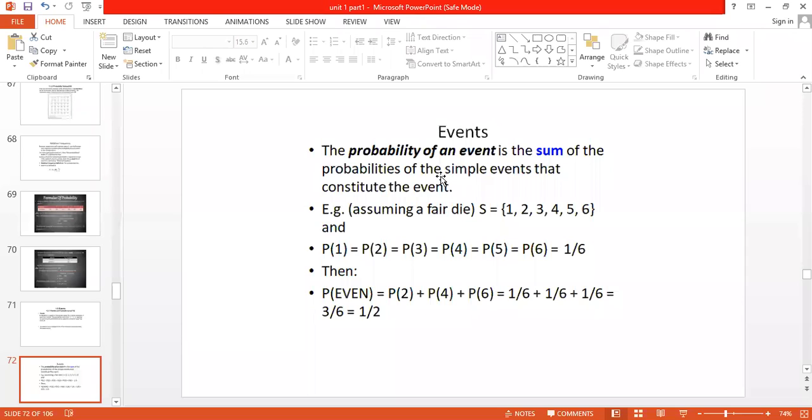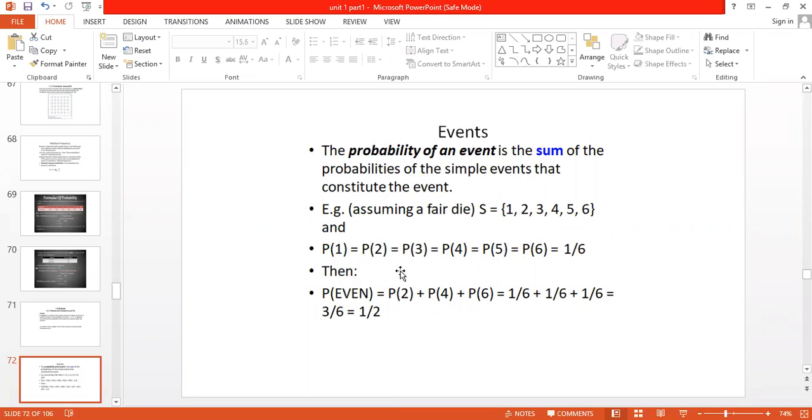So now what is the probability of an event? The sum of the probabilities of the outcomes in that event. Okay. So just now we have discussed this. When you throw a die, what are the possible outcomes we will be getting? 1, 2, 3, 4, 5, 6. Each outcome, probability of 1, probability of 2, probability of 3, each outcome has the probability equal to 1 by 6. Okay.